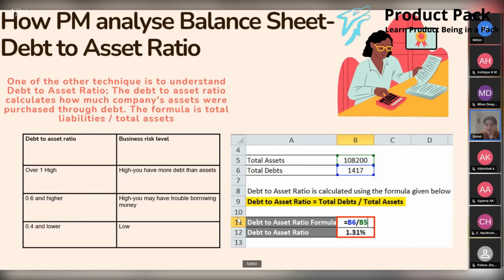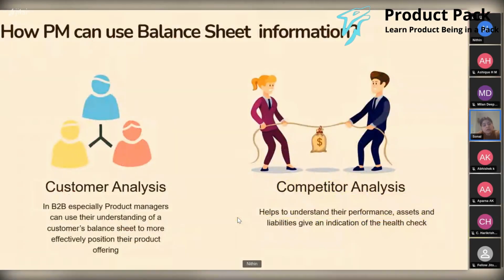So thank you for the question, first of all. That's really good so that I know people are listening. So we'll talk about now how you can use that balance sheet information. One is customer analysis, which is more like a B2B scenario, and the other one is competitor analysis. So B2B product managers especially can use their understanding of a customer's balance sheet to more effectively position their product offering. For example, let's just think about an example here on the go.